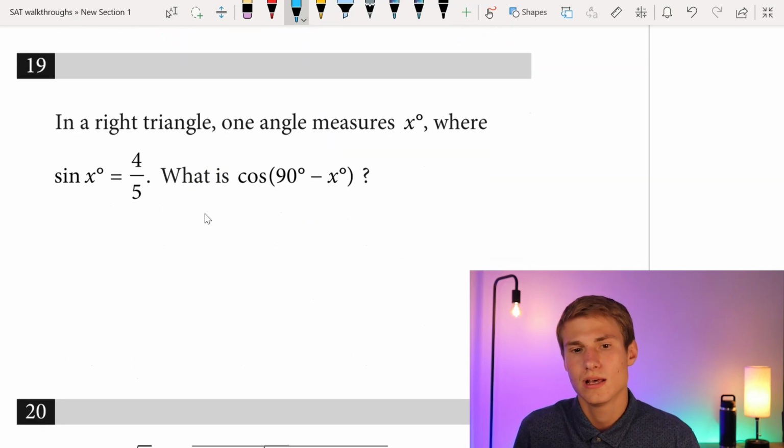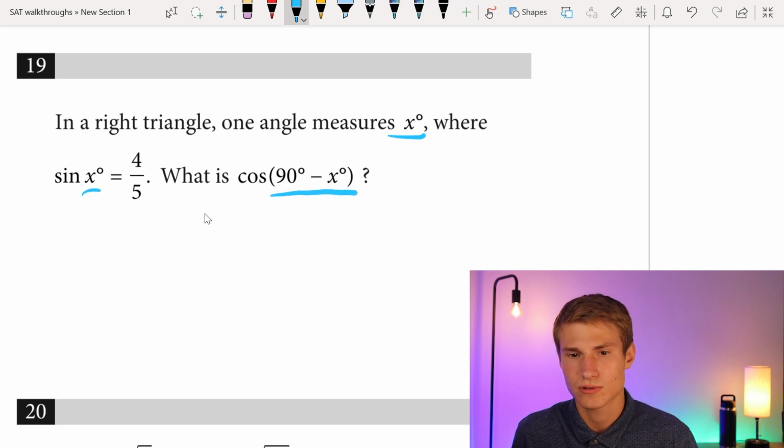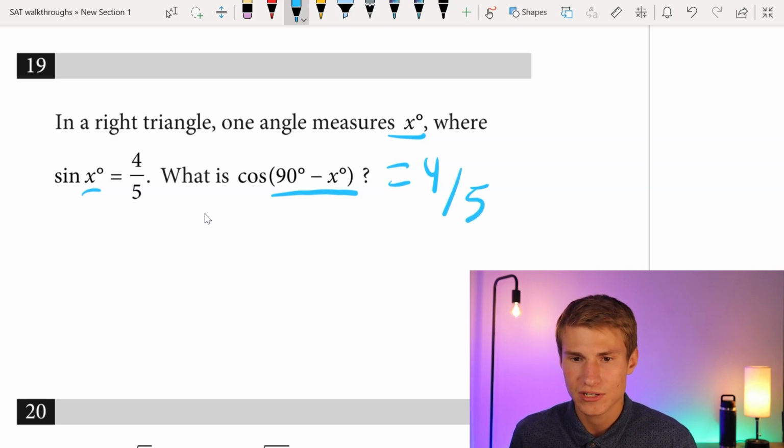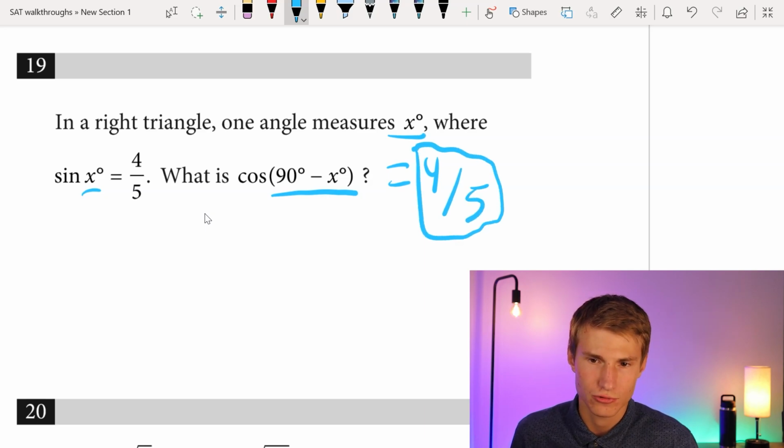Question 19. In a right triangle, one angle measures X where the sine of X is 4/5. What is the cosine of 90 minus X? I know that that's going to be 4/5. I know you're thinking, how did he answer that so quickly? And I'm going to show you right now.